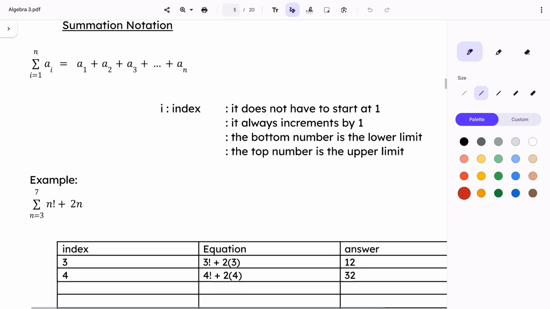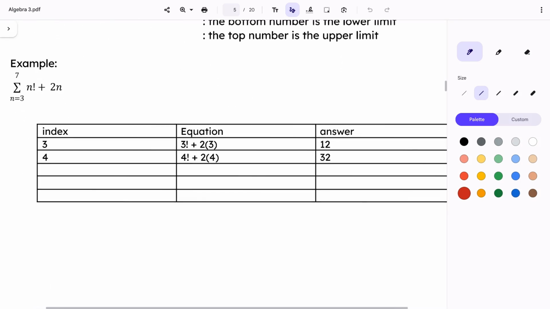So for example, we've got this one. The summation here says that you start at 3 and go up to a 7. That's all based off of the number on the bottom and the number on the top. That tells you where to fill in. And they have a chart for us here. The index starts at 3 and goes up by 1, so 3, 4, next one would be 5, 6, and then 7.